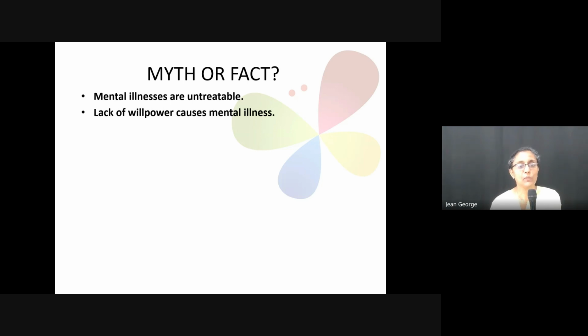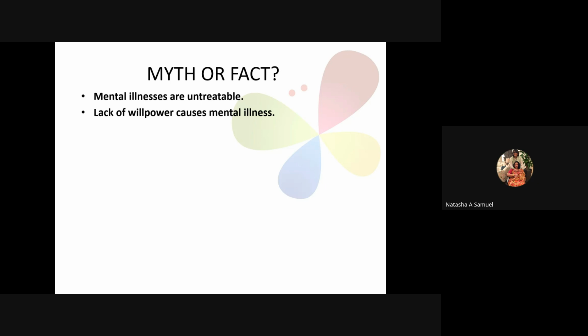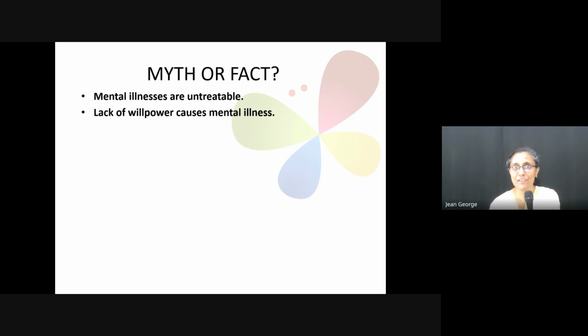Okay. Lack of willpower causes mental illness. Is it a myth or a fact? If you don't have willpower, then it'll come and catch you. Okay. Yeah, I think it is a myth. So we may be the strongest of people, but we may be ridden with fear and anxiety, right? Or we may do all things really well, but we may have signs of depression. All right. So lack of willpower is not what causes mental illness.